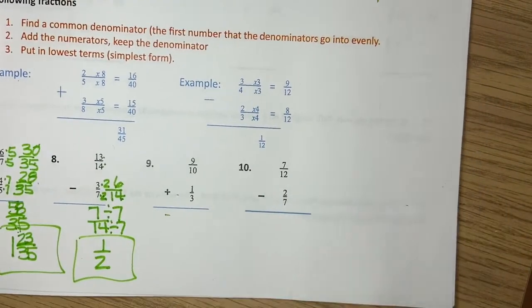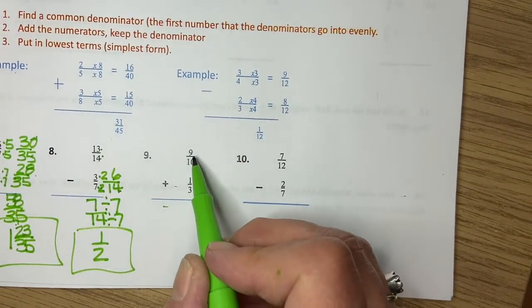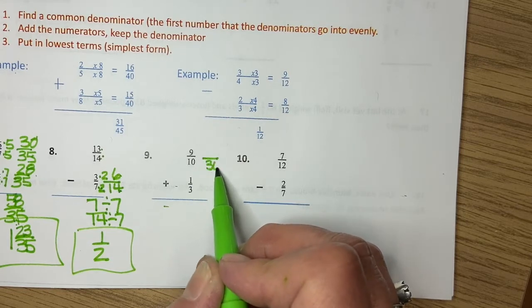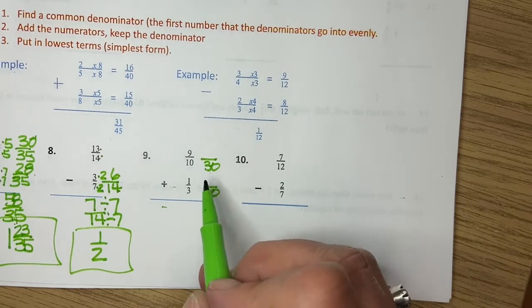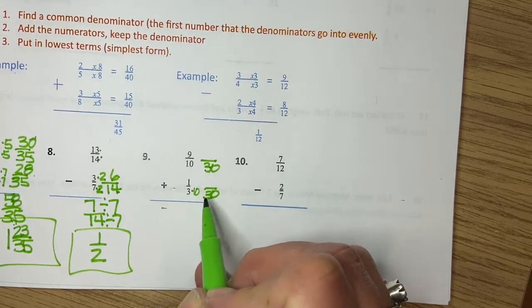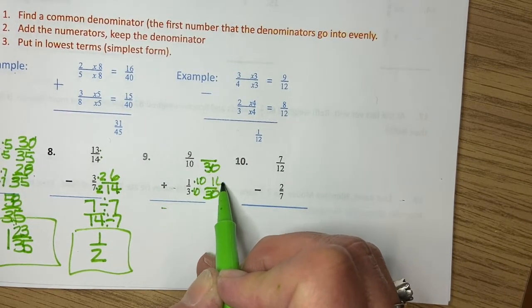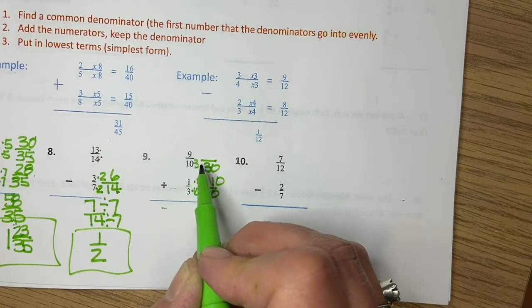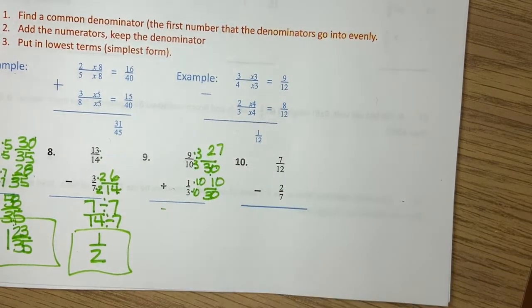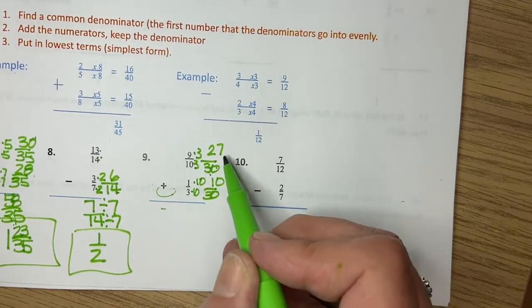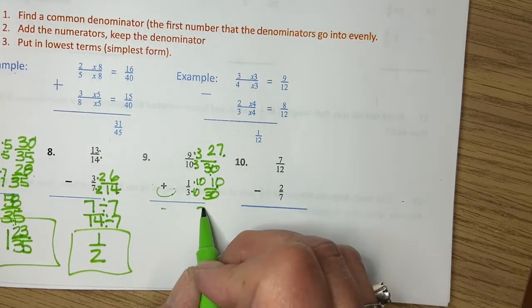All right, so this one, you've got 9 tenths and 1/3. 30 is going to be your common denominator because 3 and 10 both go into 30. I multiplied 3 times 10 to get to 30, so I have to multiply the 1 times 10. I multiplied 10 times 3 to get to 30, so I have to multiply 9 by whatever I multiplied the denominator by. I'm adding. So I do 27 plus 10 is 37.